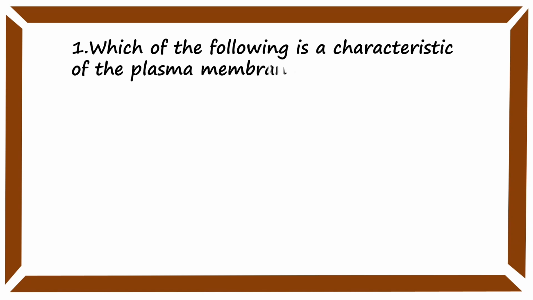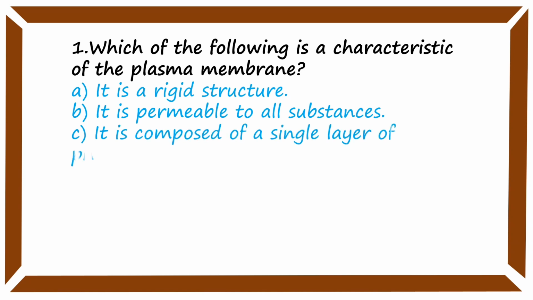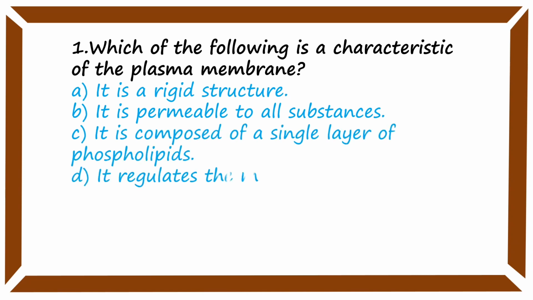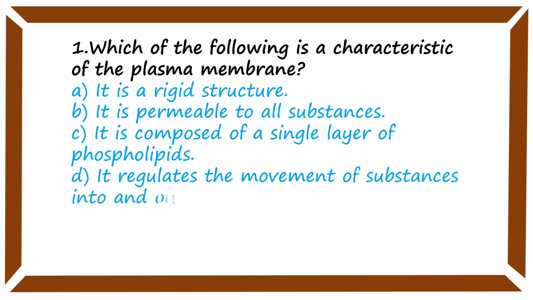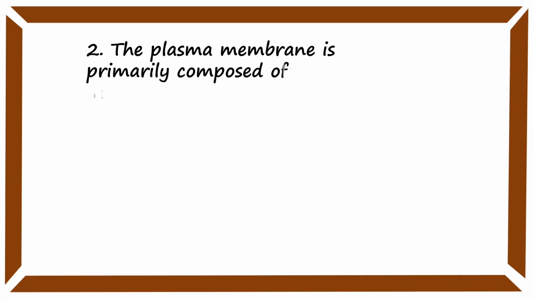Which of the following is a characteristic of the plasma membrane? A. It is a rigid structure. B. It is permeable to all substances. C. It is composed of a single layer of phospholipids. D. It regulates the movement of substances into and out of the cell. Correct answer is D. It regulates the movement of substances into and out of the cell.